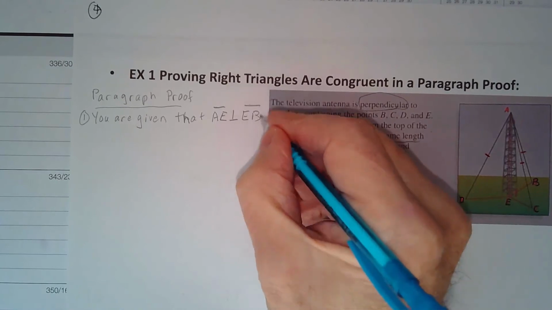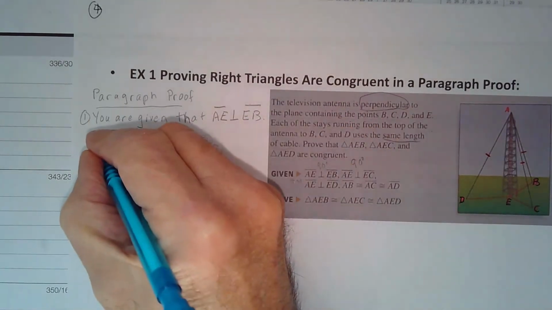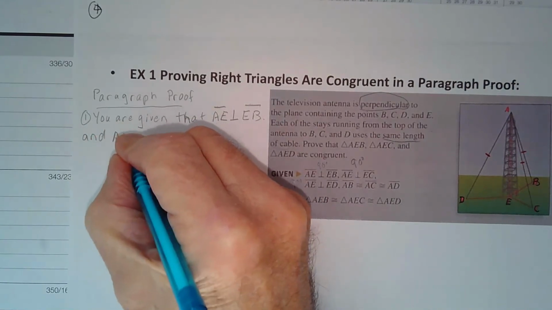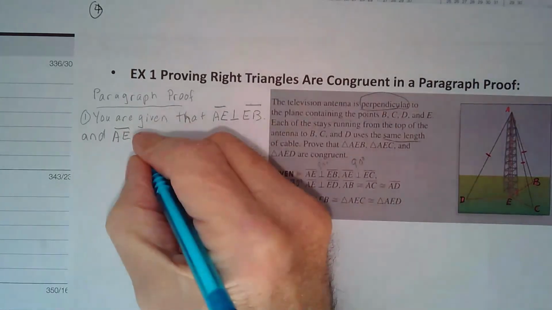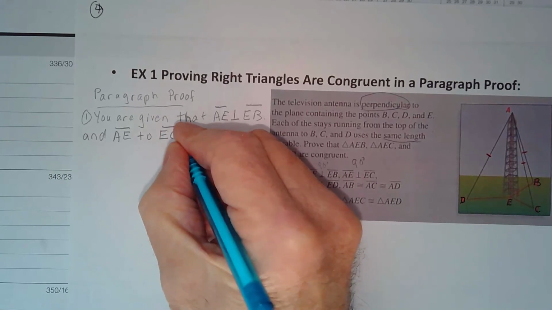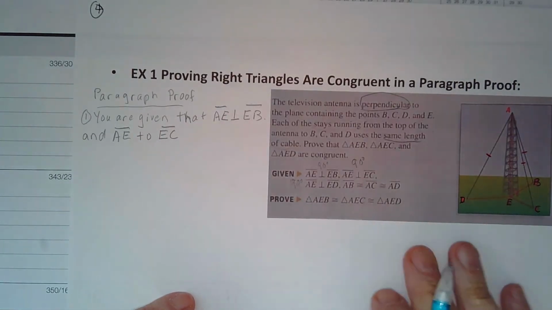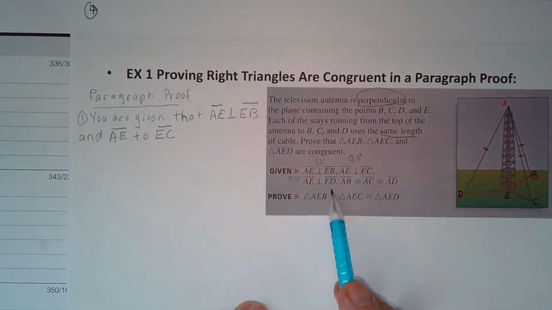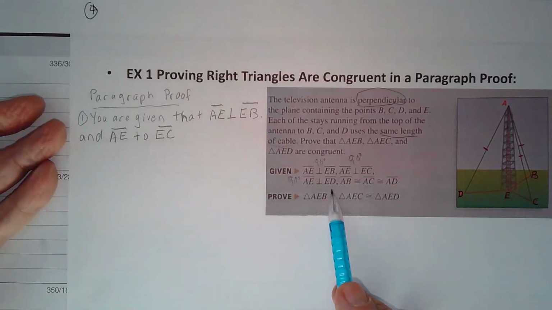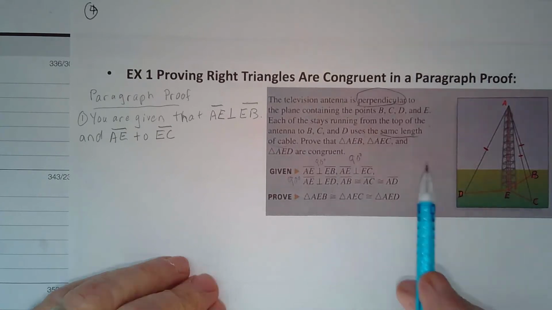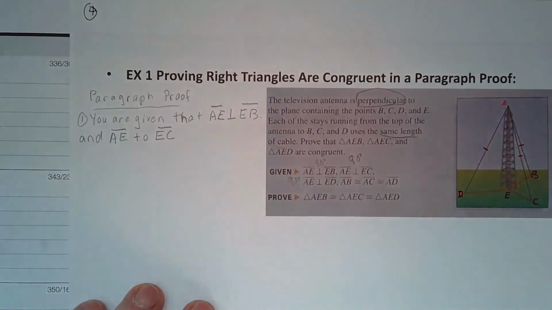Right? And AE is perpendicular to EC. Now I'm going to play a little trick on you, only because the proof that I took this from played the same trick. They don't go on and talk about AE being perpendicular to ED in this. Now part of it is that you can run out of space easily with these things. But it's left off, and it's left off intentionally. Okay, so that's the given, basically.